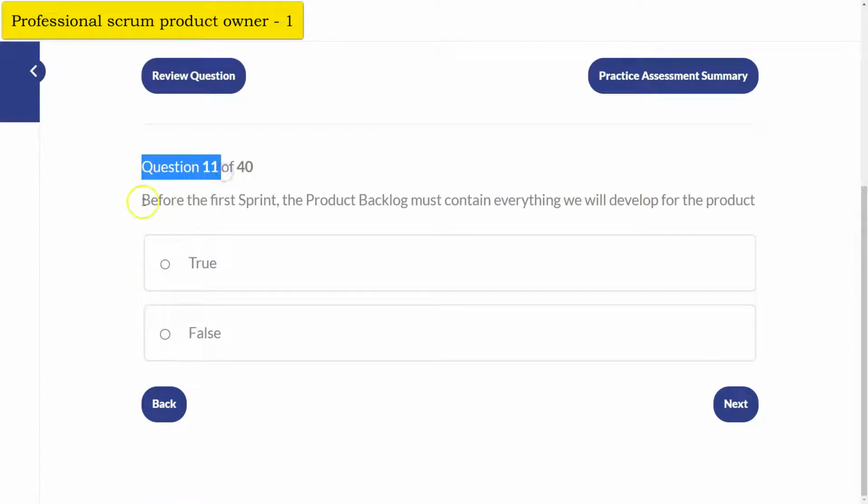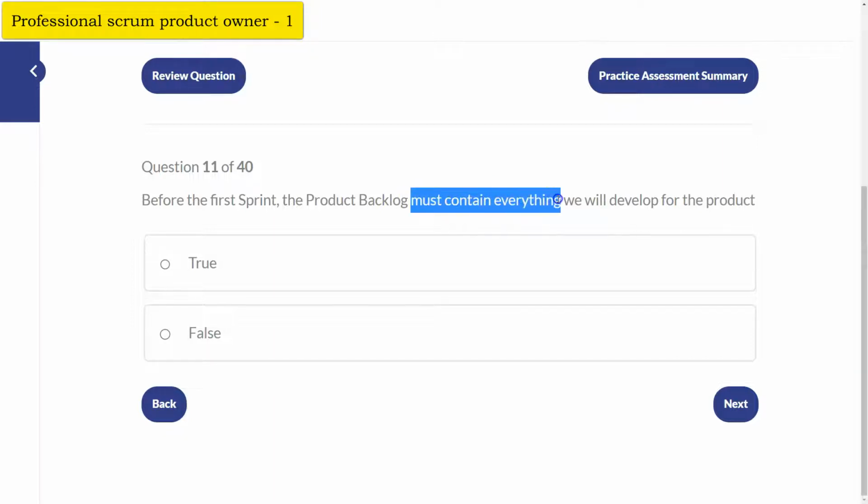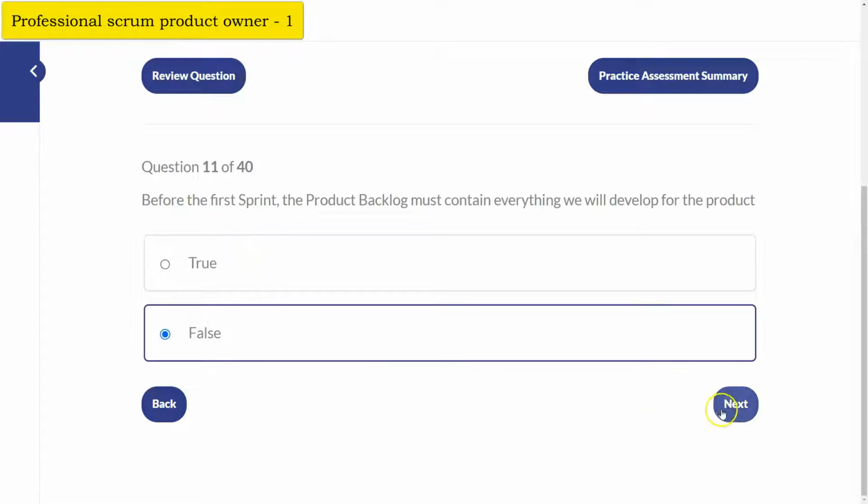Question 11. Before the first sprint, the product backlog must contain everything we will develop for the product. Guys, pay attention here. Must contain everything. So it is not required to have all the items in the product backlog at the very first sprint. Alright guys, so the answer is false.